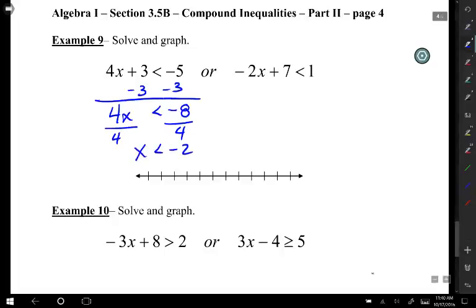So x is less than negative 2. So here's my negative 2. There's my shading. Beautiful. All right, so Christian or Caro, can you do the second one for us?